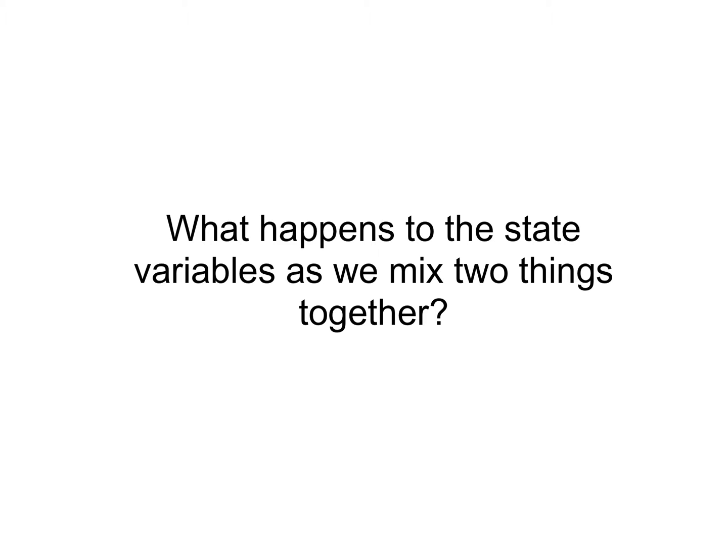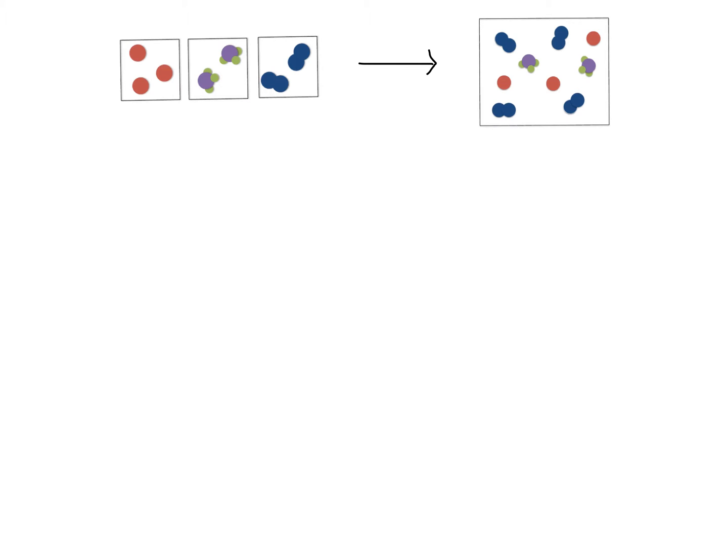We can gain a lot of knowledge about the interaction between different molecules if we look at what happens to the state variables when we mix two things together. The process of mixing is shown here. I take three different pure substances and make a mixture of those three substances. So my final state is a mixture, and my initial state are the pure substances.